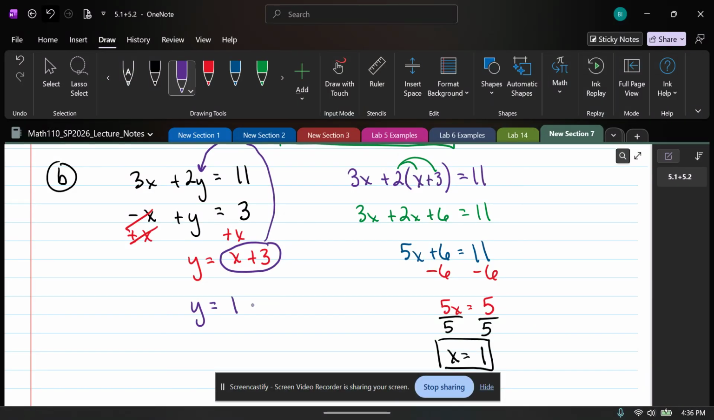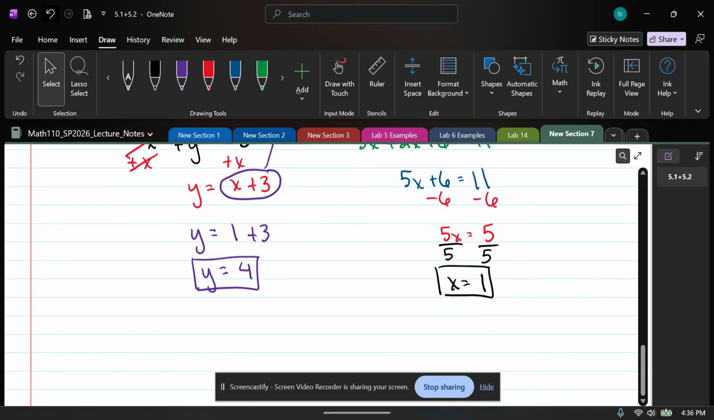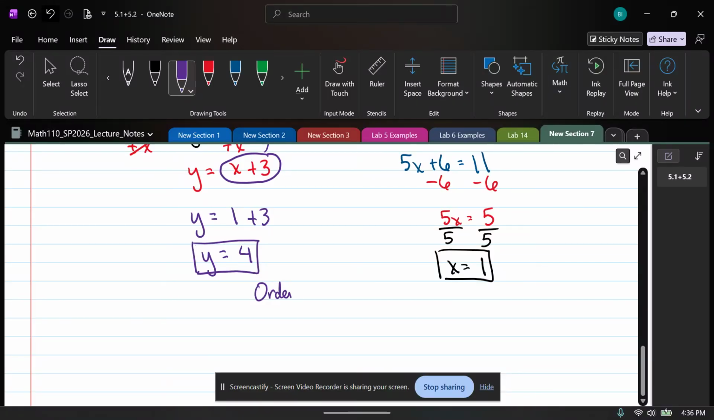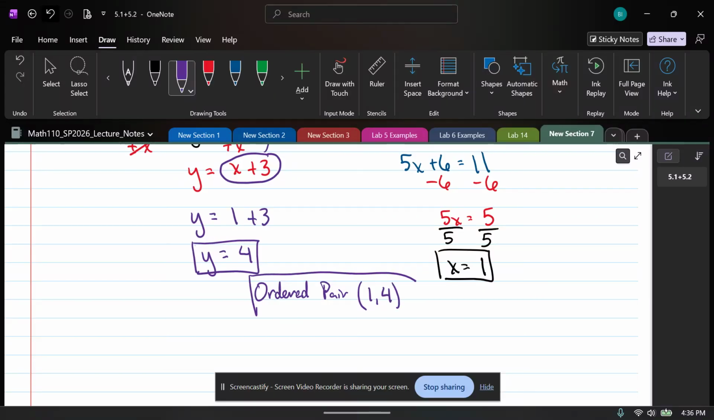Y equals 1 plus 3. So what is y? 4. So we have an ordered pair. 1, 4. The ordered pair is always X then Y.